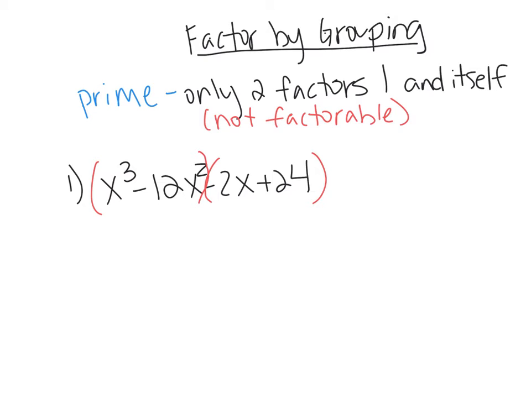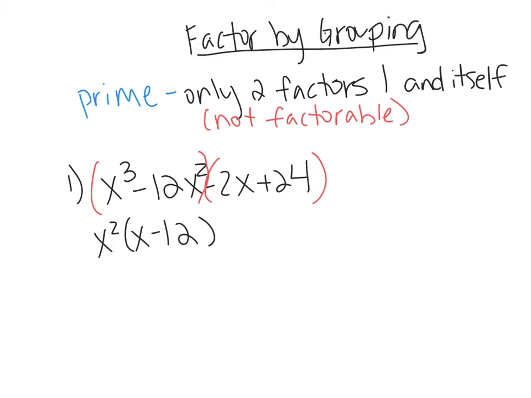So let's ask ourselves, what do the first two have in common? x cubed minus 12x squared. Their GCF is x squared. They have at least x squared. Well, x squared times what will get us x cubed? It's just missing one x. x squared times what will get us negative 12x squared? That's negative 12.